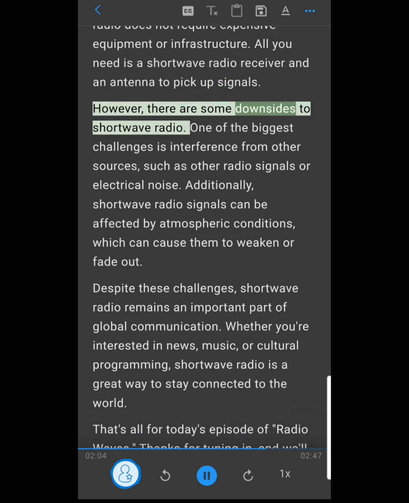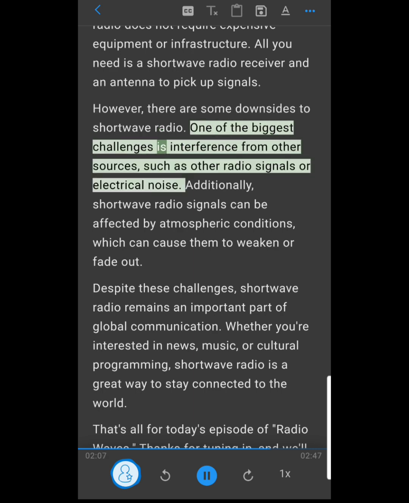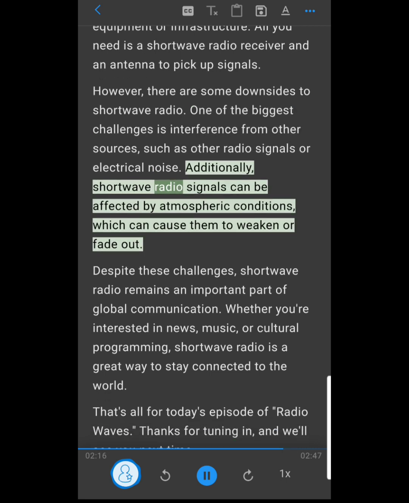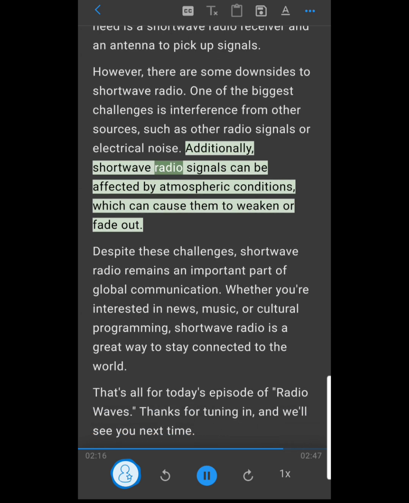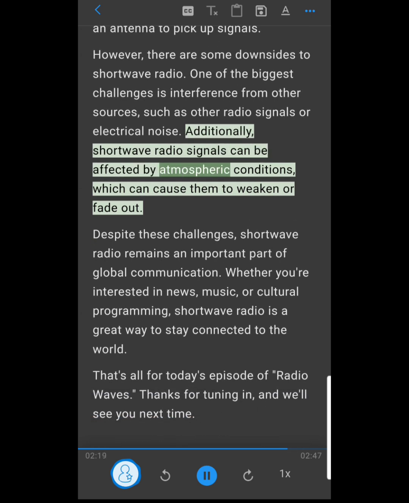However, there are some downsides to shortwave radio. One of the biggest challenges is interference from other sources, such as other radio signals or electrical noise. Additionally, shortwave radio signals can be affected by atmospheric conditions, which can cause them to weaken or fade out.